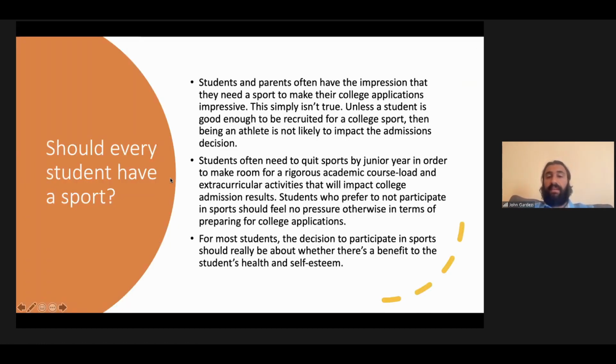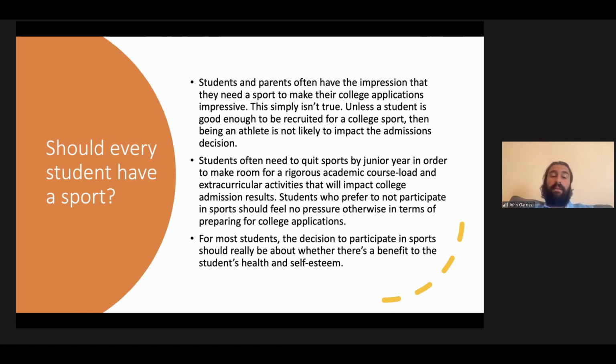Now, another question I get is, should every student have a sport? Sports are a great way of differentiating yourself for some students, particularly if you're going to, let's say, compete in collegiate sports. That said, a lot of students are not going to be competing in college. And so by the time junior year rolls around, a lot of students end up rolling off of sports teams. So I say go and participate in sports if you're really passionate about athletics. Otherwise, I don't see much value.